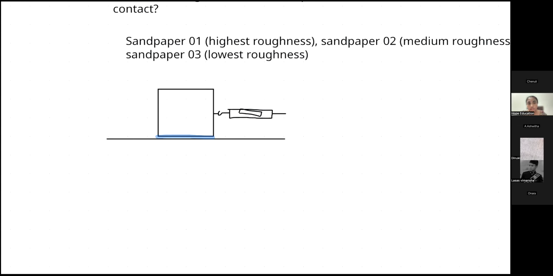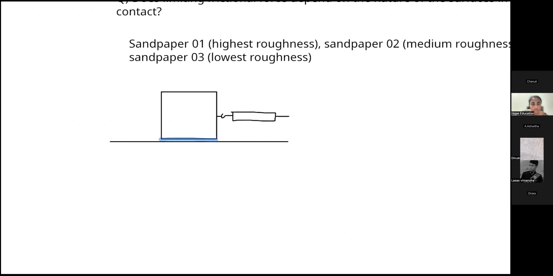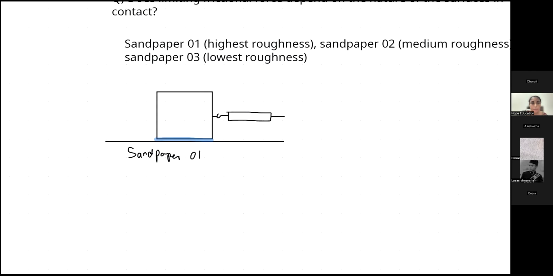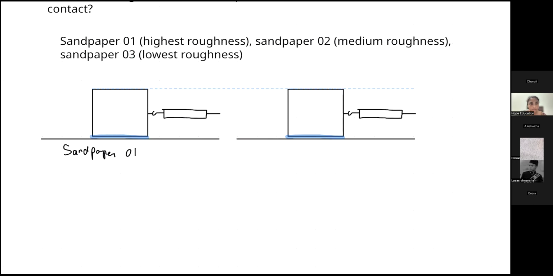Hurry. So we observe the limiting frictional force, right? So this is sandpaper 1, here I have attached sandpaper 1. I'm going to repeat the same for sandpaper 2, right? I do the same thing for sandpaper 2.